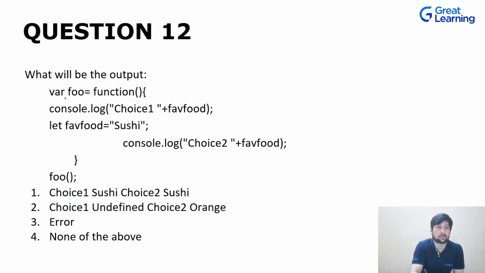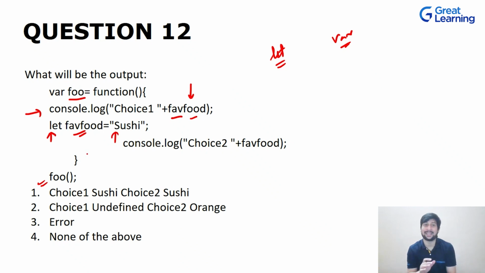Now let's move on to the next question, which is this function var foo, which is again a function expression, and we are calling it over here. Simple, right? And now over here we are trying to print favorite food, right? This time FAV food. Now we have defined our favorite food over here, right? And with the help of let keyword, this is another way you can define your variable, with the help of let keyword or var keyword. Now this is defined over here and it has been initialized with sushi.